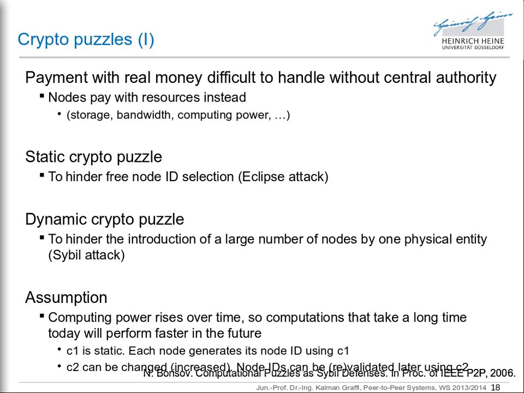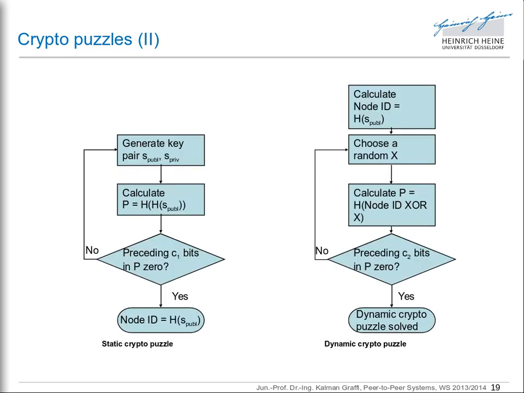Okay, we have some assumptions here. Yes, the computing power rises over time, as you know. So computations that take a long time now will perform faster in the future. And we will have some constants on the next slide, and these constants are the costs for generating the node ID. So this is the main idea.